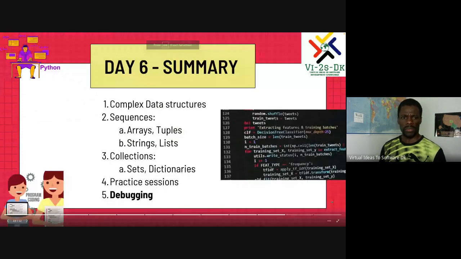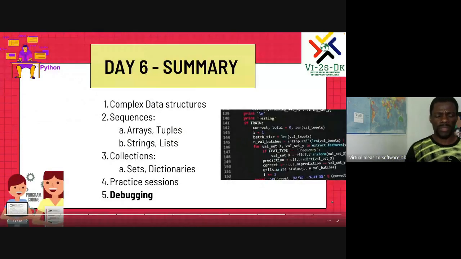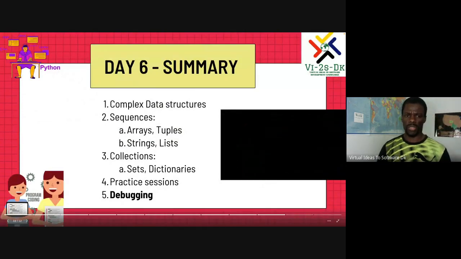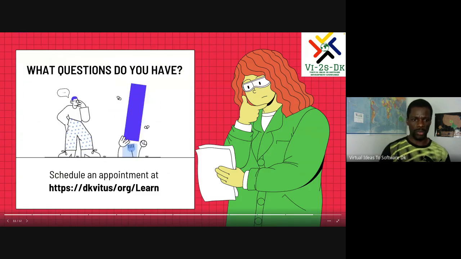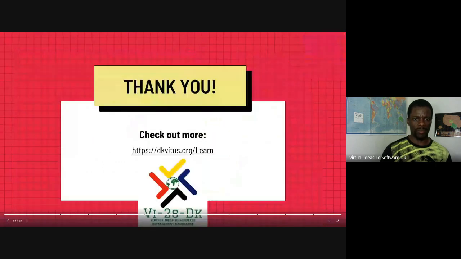Obviously, we started talking about complex data types, which are put into structures. We talked about sequences, arrays, tuples, lists, and strings. We also talked about collections, sets, and dictionaries, and we had some practice. So throughout, we made quite a few mistakes and we were able to debug that. Debugging is very important. So without much ado, any questions you have, reach out to me. I'll do my best to answer them. And thank you very much. That's it for today.